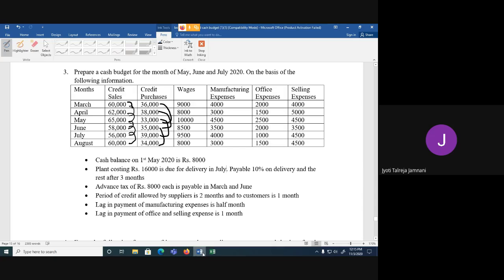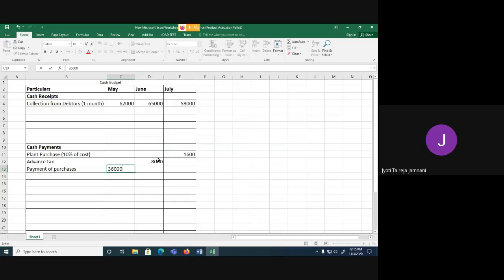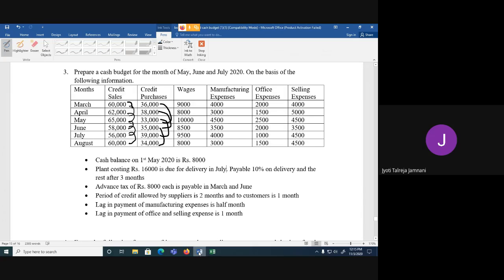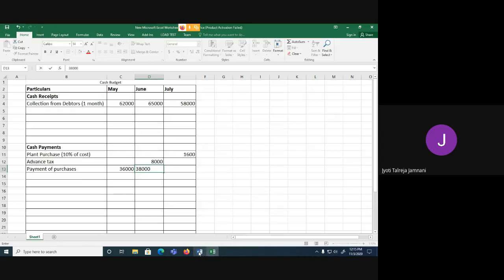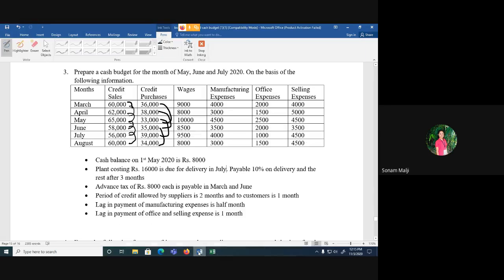April 38,000 we are paying it in June after 2 months. So April and May you leave, and June you make the payment. And May 33,000 we'll pay it in July. So May 33,000 we are paying it in July. Any doubts still here, anybody? No, ma'am.